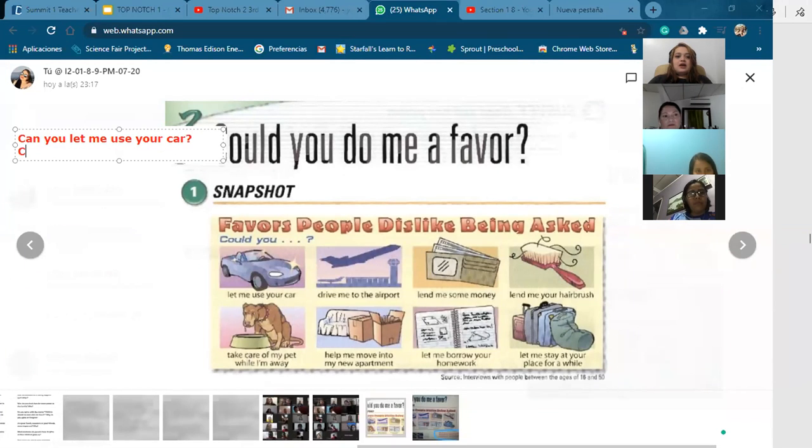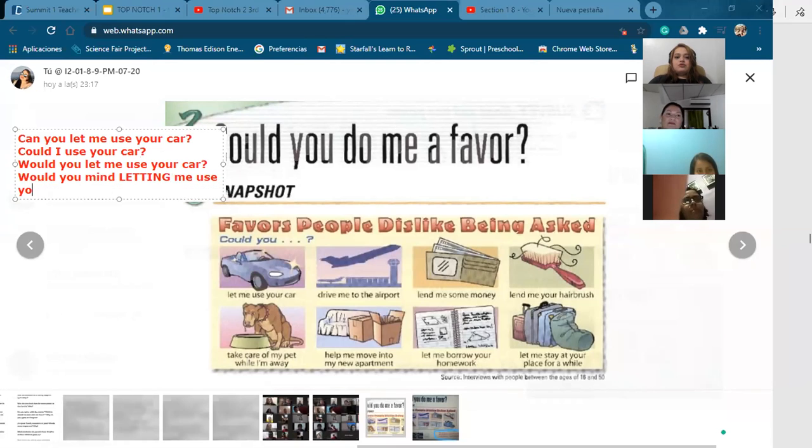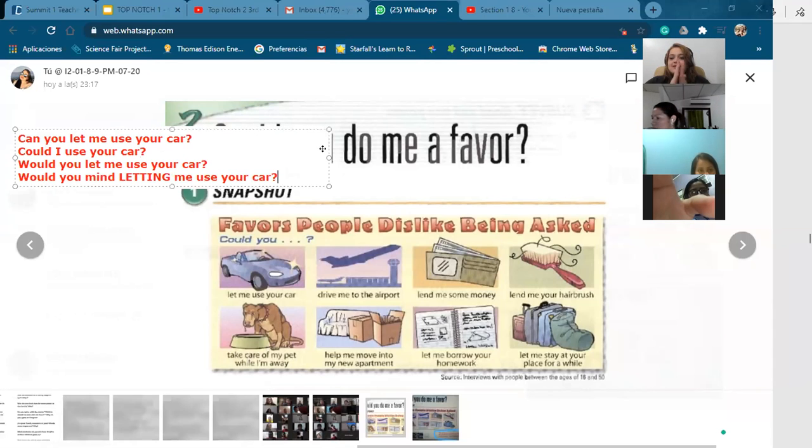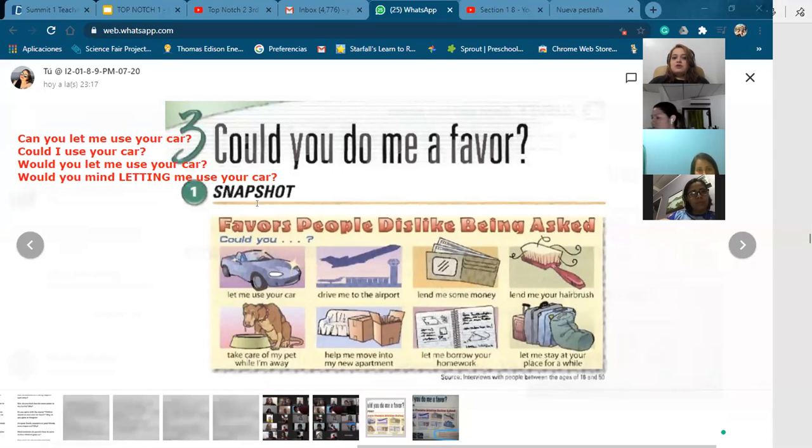Okay. Could I use your car? Could you let me use your car? Or finally, would you mind? What is the difference here with the verb? ING, exactly. Would you mind letting me use your car? Very good. So we have four options, right? But I only need you to conjugate each example with the one that you find appropriate. So if I have to choose one for this favor, which is the most appropriate one? One, two, three, or four?